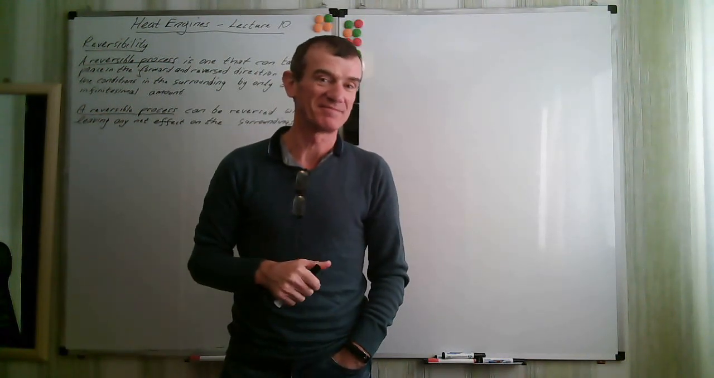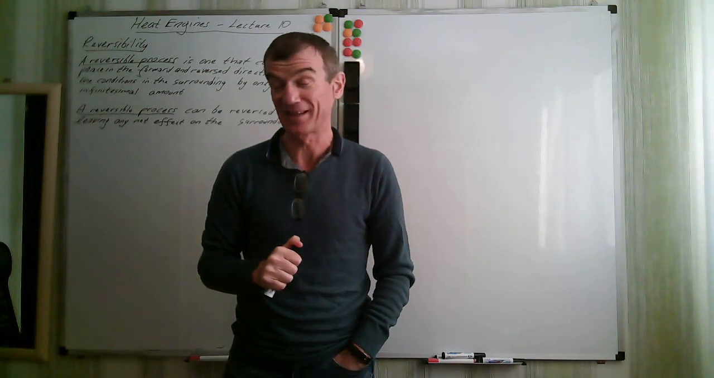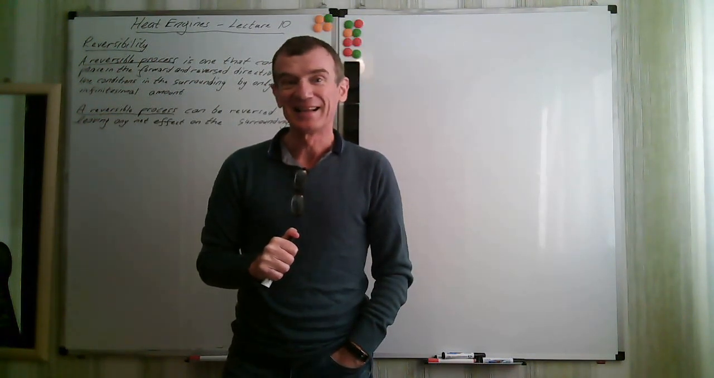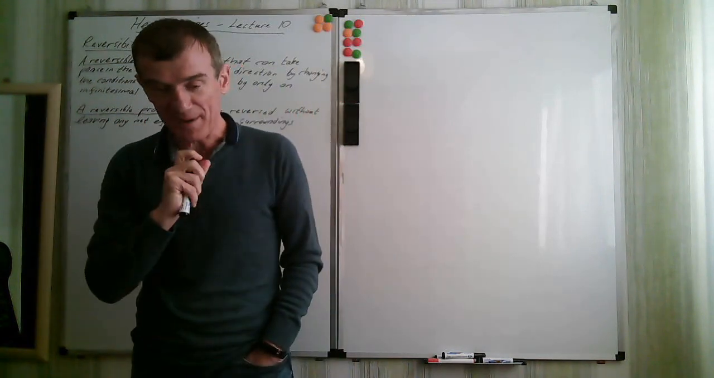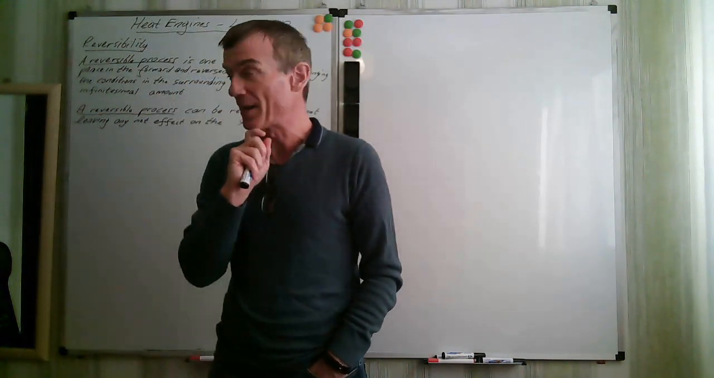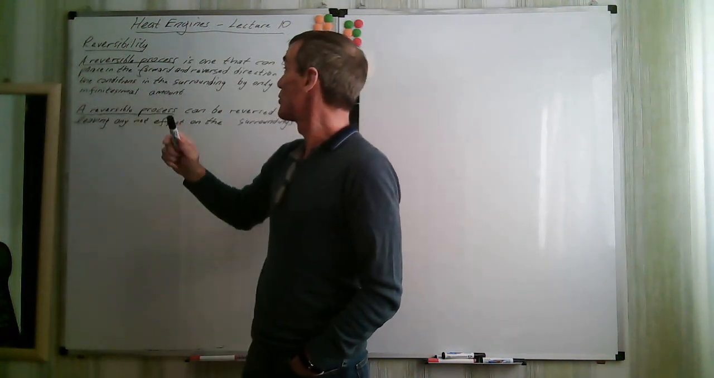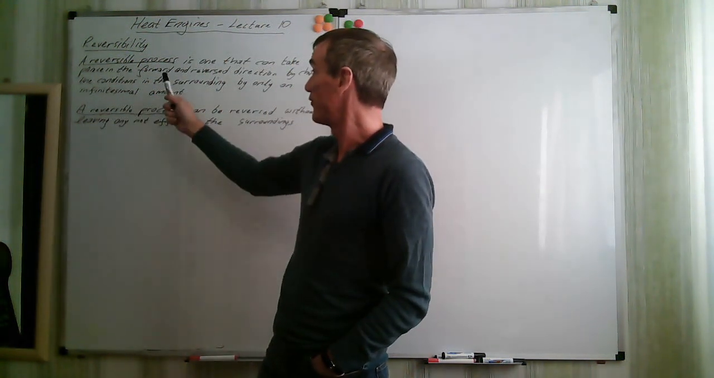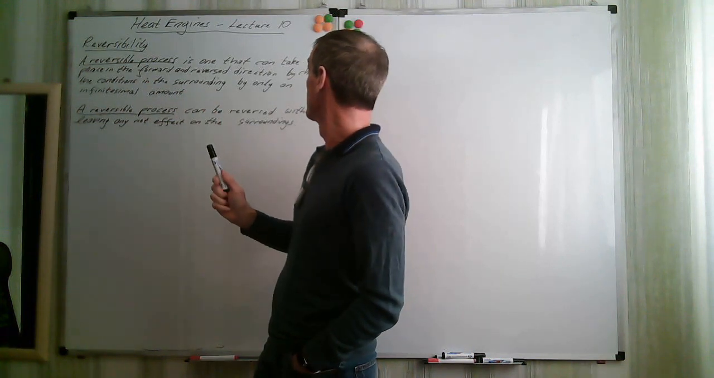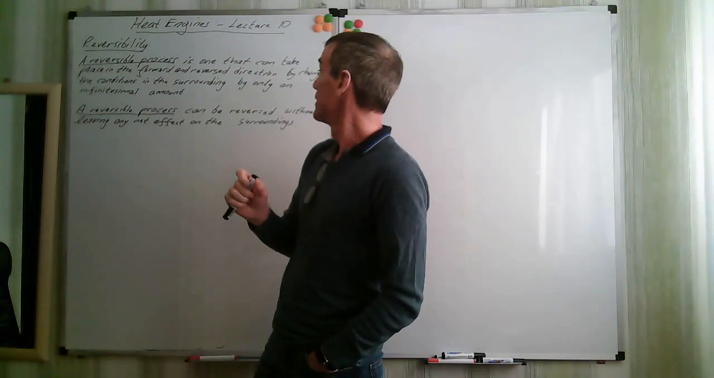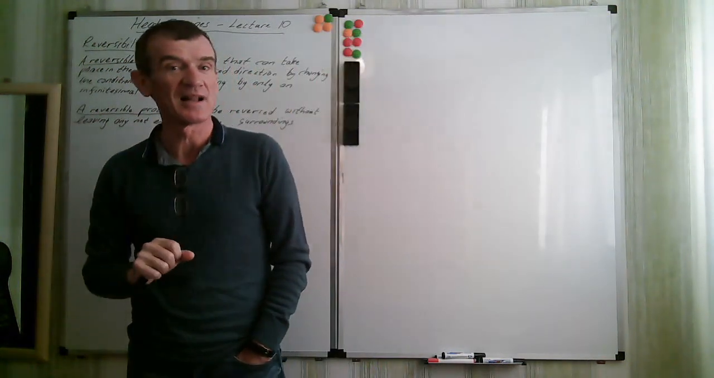Reversible processes are essentially fictitious processes; they don't happen in reality. But I've put up a couple of statements on the whiteboard here, and let me state what they are. A reversible process is one that can take place in the forward and reverse direction by changing the conditions in the surroundings by only an infinitesimal amount.